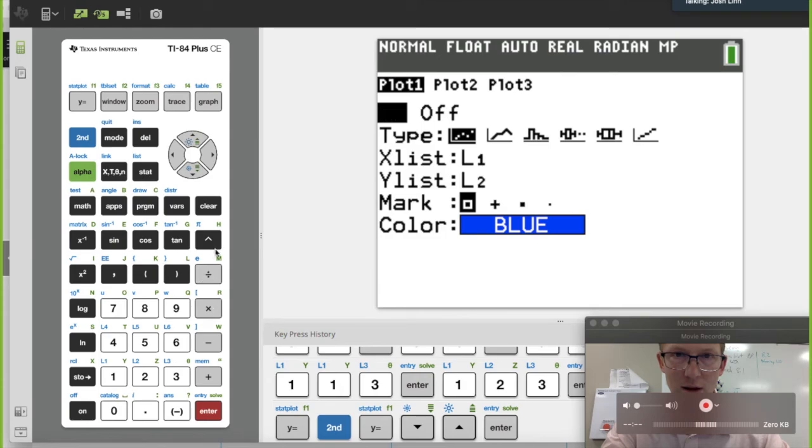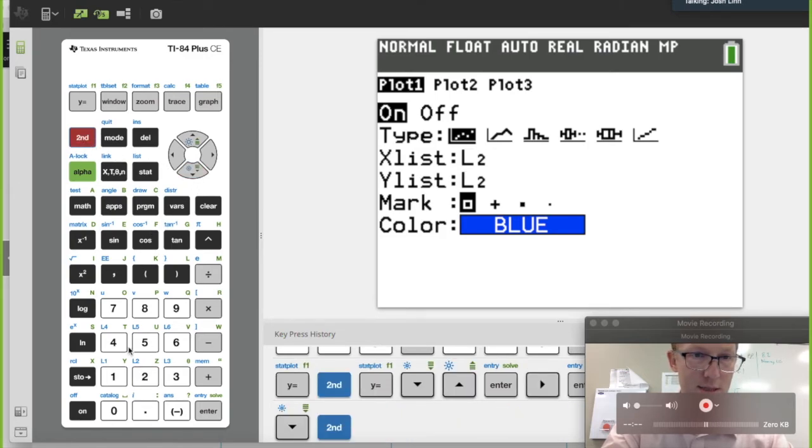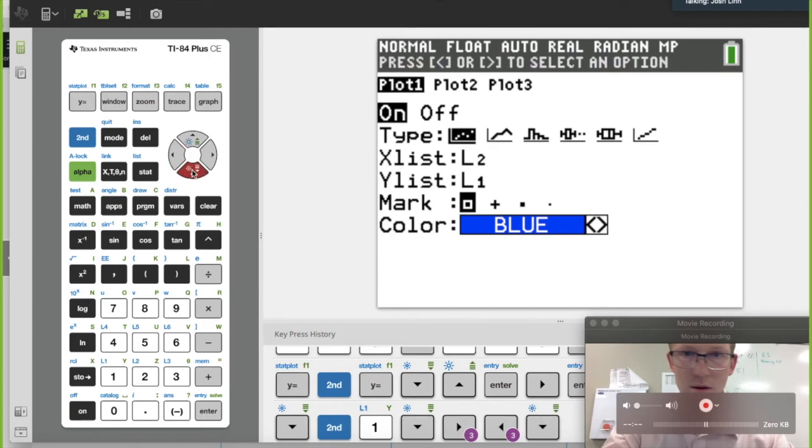So push enter after it's highlighted. It might look like this when you get on there, but you want to turn it on. We want one stat plot. So our type is just going to be a dot. Now, for our list, remember I entered in L1 the time, 0, 1, 2, 3, 4, 5. And L2, I did the 82, 90, whatever. So that's not what we want because we took the inverse. So for our X list, we want that to be L2. And we want our Y list to be L1. So you can choose the marker that you want to use. And then on this fancy one, you can choose what color you want. Blue is fine for me.